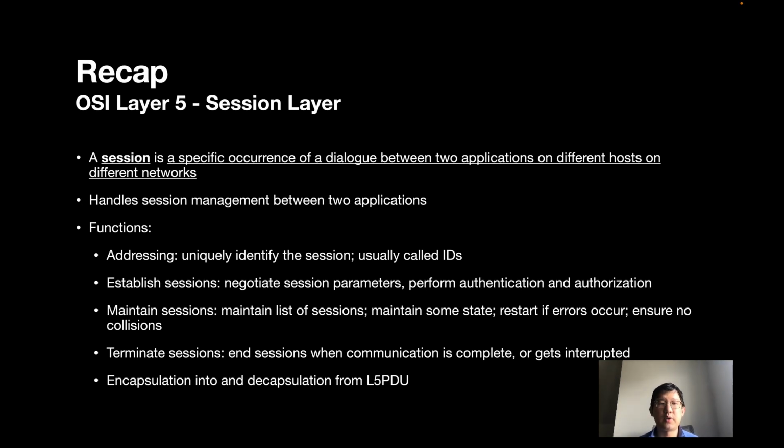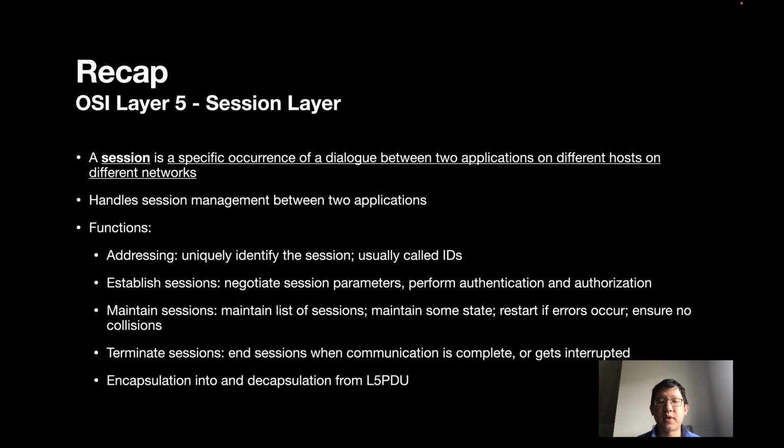In the last video, we talked about OSI layer 5, the session layer. Now a session is a specific occurrence of a dialogue between two applications on different hosts on different networks. And OSI layer 5 handles session management between two applications. The session layer provides a number of functions. First is addressing, which uniquely identifies the session, and they're commonly referred to as IDs or identifiers.